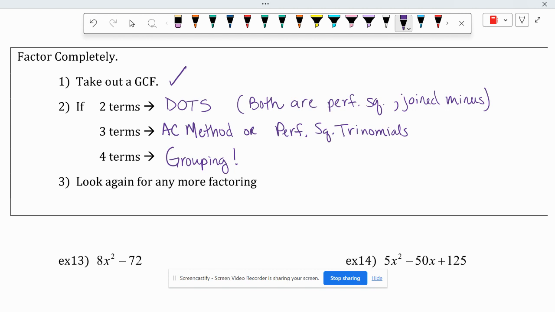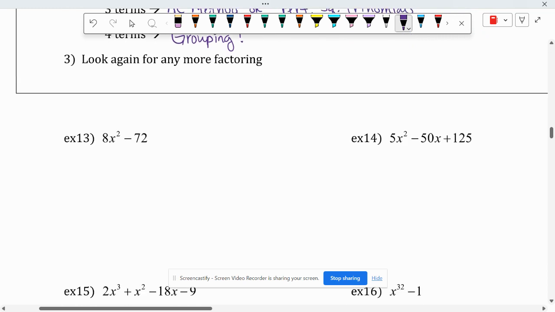Thoughts? Okay, so we're going to do 3 on the front page, and then I'm going to pick 5 on the back page. So I definitely want to do example 13. I want you to look at example 13 and tell me, do you think that there's a GCF in there? Because that's the first thing that we're supposed to check.